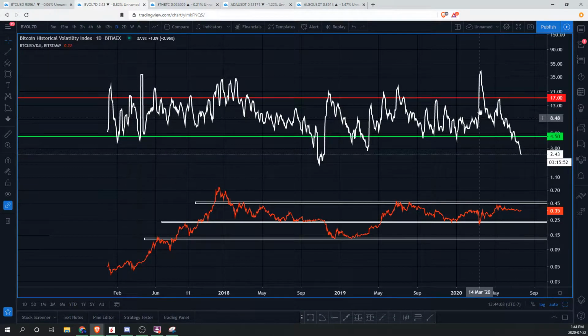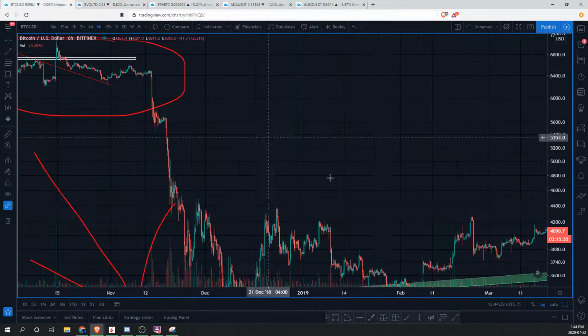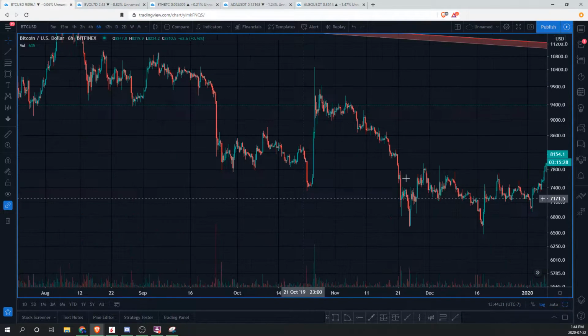We can see by this Bitcoin historical volatility index, we haven't seen many times in history where volatility has been this low. And the times that we have seen volatility this low, the move after that has been immense. It's been huge. It's been colossal. So we're going to be looking for a similar type of move when Bitcoin does inevitably break out. So then that's why we're waiting.